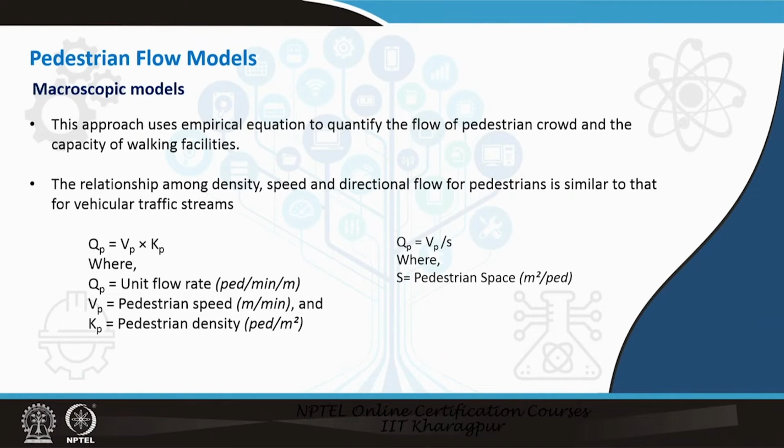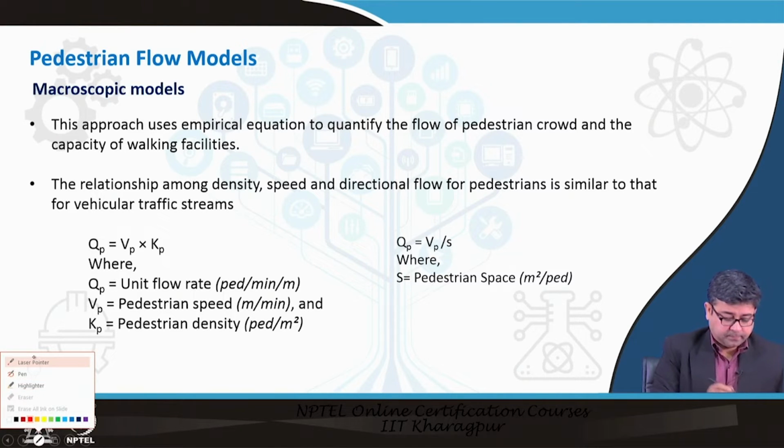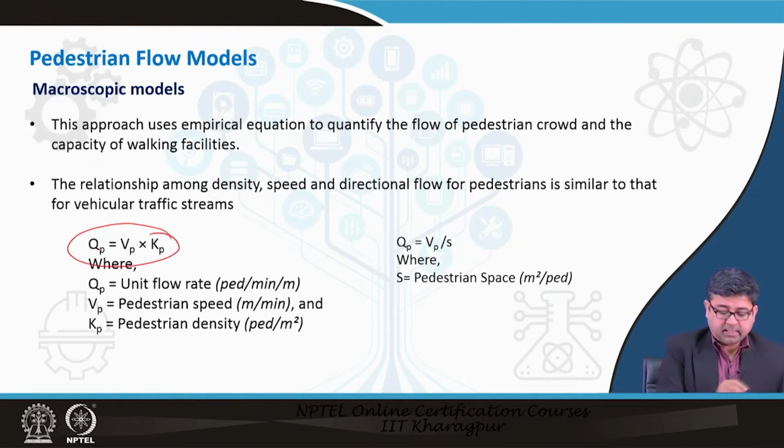Now we have looked at the macroscopic models, Greenshields macroscopic model, and this is kind of the big picture of those models, where the relationship between speed, directional flow, speed and density is given by Qp is equal to Vp times Kp. So this is something that all of you should remember.